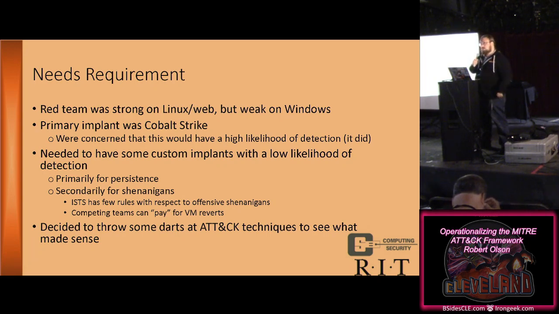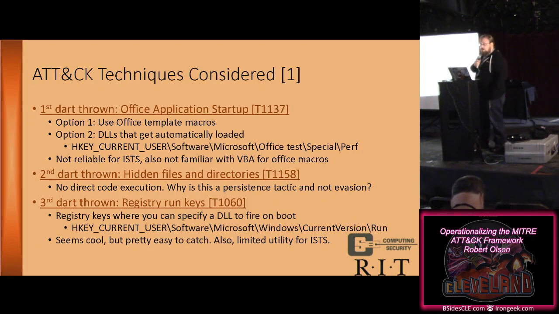So we needed some custom implants that had a low likelihood of detection that would run under the radar, primarily for persistence, but secondarily for shenanigans. So I just approached the ATT&CK framework and pretty much used the throw-the-dart-at-the-board approach to see what made sense. So I looked at the persistence category and said, all right, I'm just going to pick some random techniques and see if there are things that I can do within my time frame.